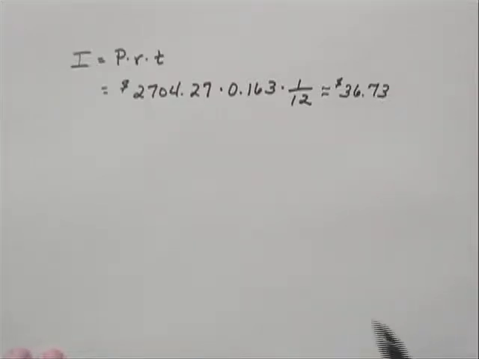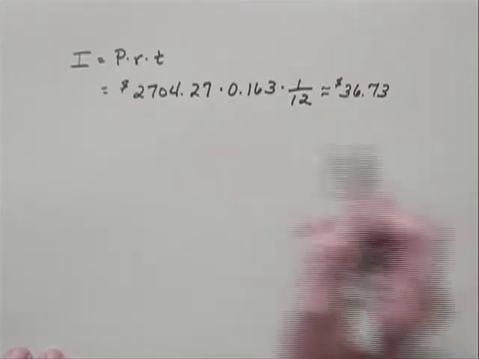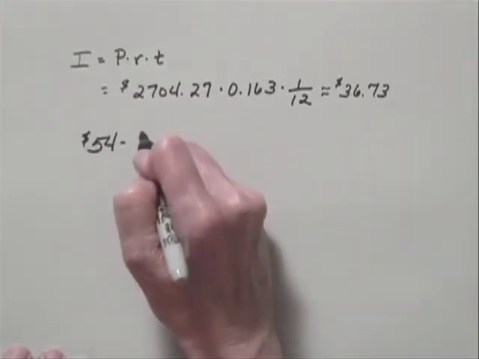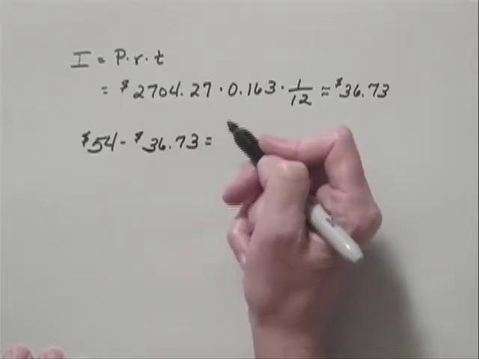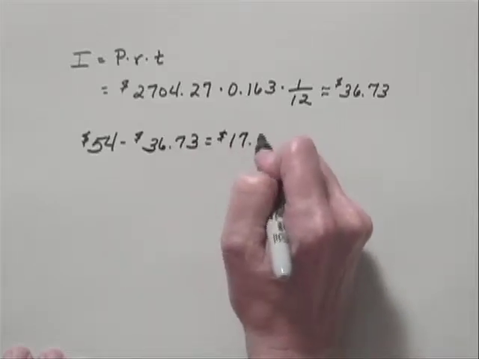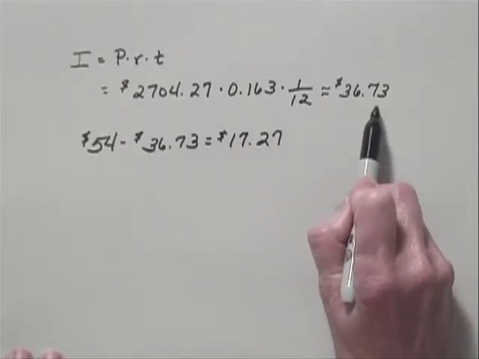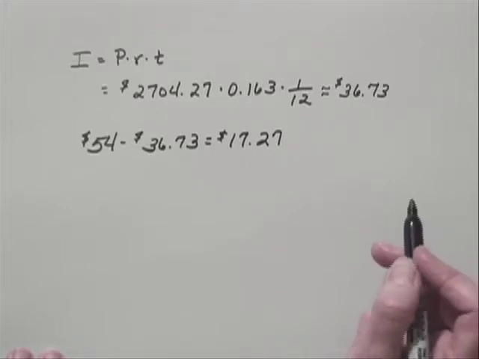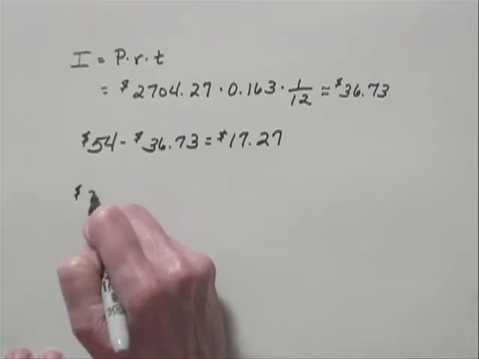Now, this tells us that this is the interest that was paid. The amount of principal after the payment, remember the payment was $54. If we subtract this from $54, we get $17.27. So of the $54 minimum payment, $36.73 goes to interest and $17.27 goes to reduce the balance on the credit card.